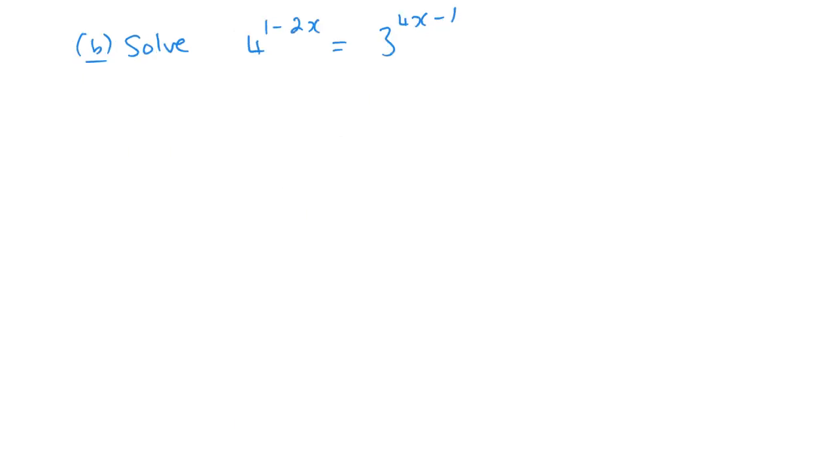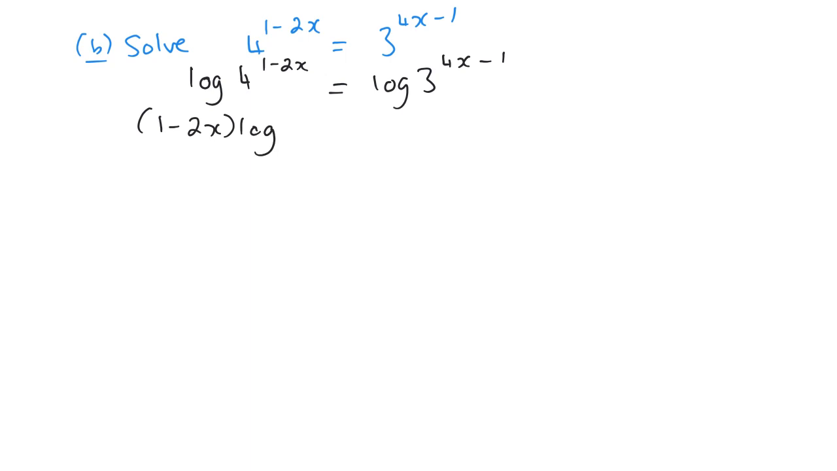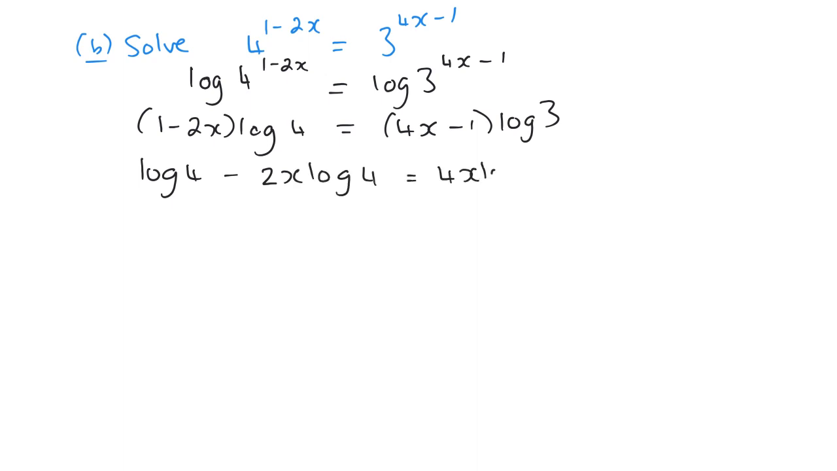Our last one then, solve 4 to the power of 1 minus 2x equals 3 to the power of 4x minus 1. You'll be shocked to hear we start by taking logs. And then bringing the index down. So hopefully you can see there's a real pattern to these questions. We've got brackets here that we'll have to multiply out. So we'll get log 4 minus 2x log 4 equals 4x log 3 minus log 3. I'm going to bring the x's this time across to the right-hand side to keep them positive.